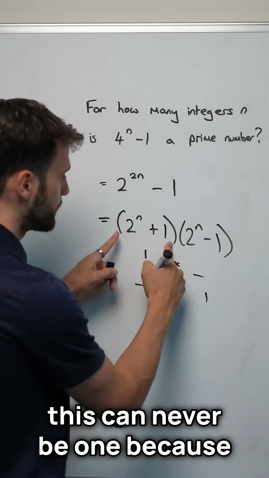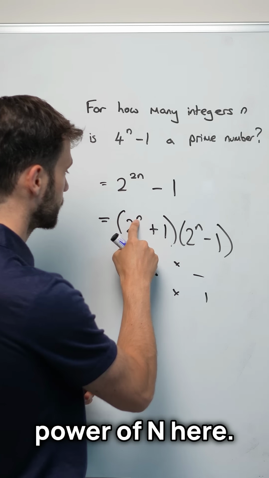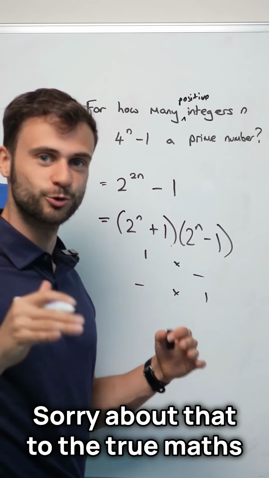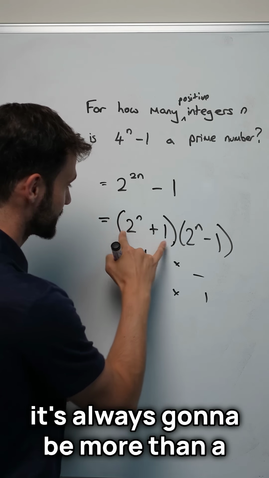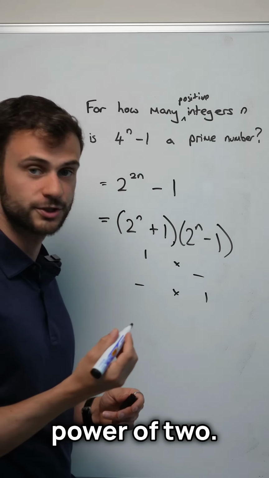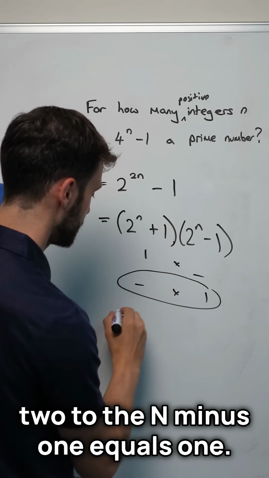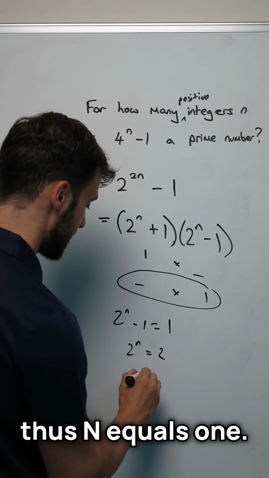But this can never be 1 because we're looking at positive integer power of n here. I should probably say positive up here. Sorry about that to the true maths people who are following. So this can never be 1 because it's always going to be more than a power of 2. So only this case will work when 2 to the n minus 1 equals 1. So 2 to the n equals 2 and thus n equals 1.